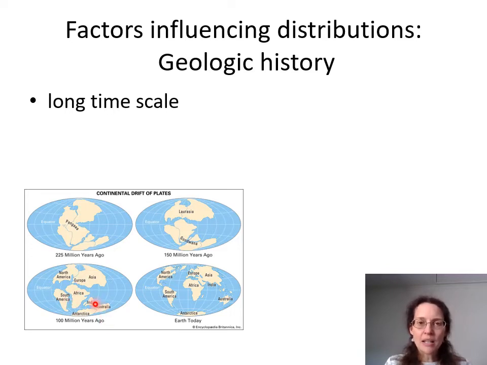Australia is out here by itself, as is India. By today, now we have those connections, right? South America is connected to North America. Africa and Asia and Europe share a connection. Australia, you're still out by yourself. And that's why we see the fish we do in certain places, or at least it's part of the explanation.